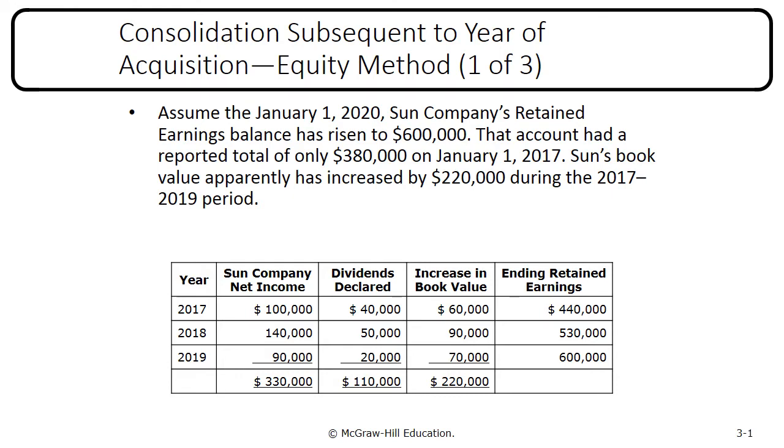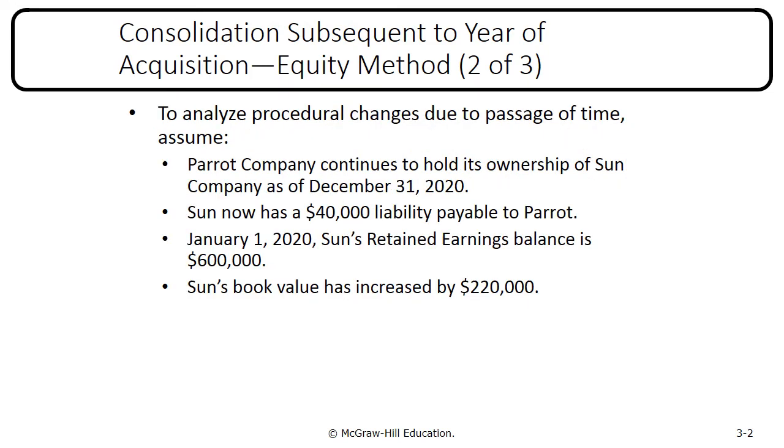They're telling us Sun company, the subsidiary, retained earnings balance has risen to $600,000. Remember, when it was first purchased, on the purchase date, the retained earnings had a balance of $380,000. So this table is telling us why it rose. Sun has had net income. Sun has declared and paid dividends. So it's increased overall $220,000 from when Parrot first bought them. So how do we do our elimination entries, consolidation entries, now, 3 years after the purchase?